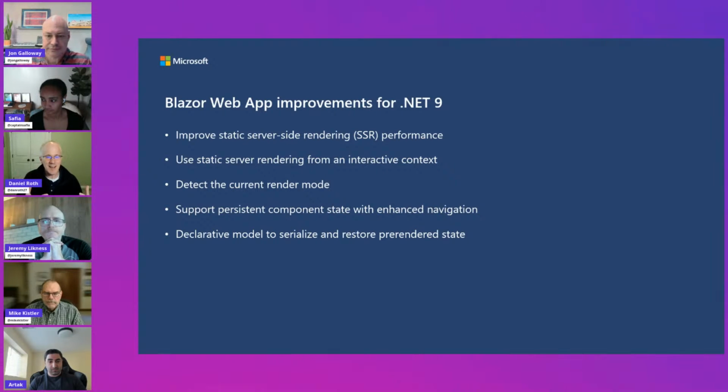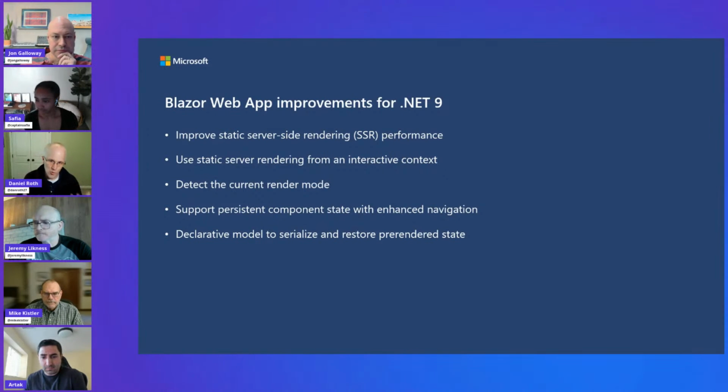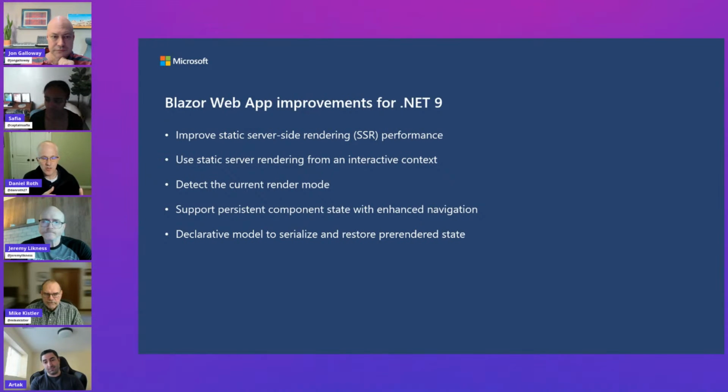But we really didn't get enough time in .NET 8 to do all the performance tuning that we wanted to on the new static server-side rendering support in Blazor. So we're going to take some time in .NET 9 to do that, to make sure you get as much throughput as possible when doing static server-side rendering. We also plan to make it possible to statically render a page when you're already in an interactive context.